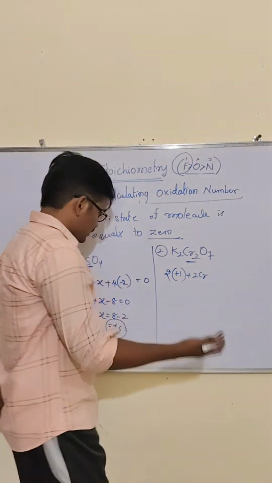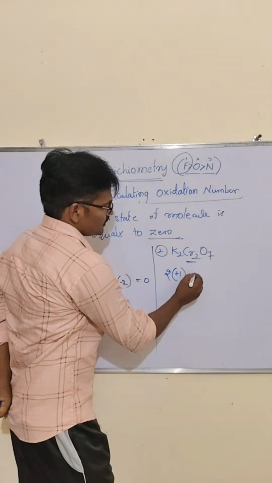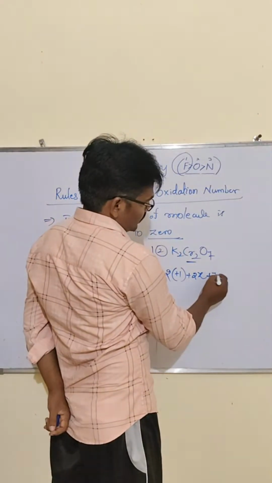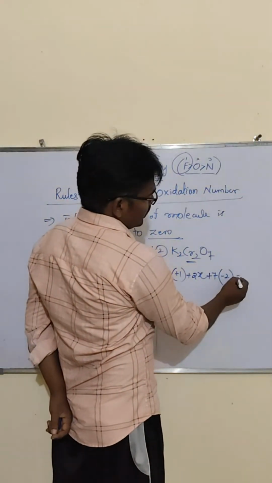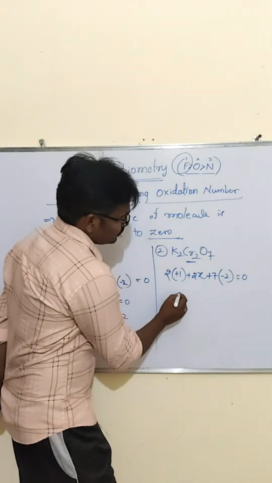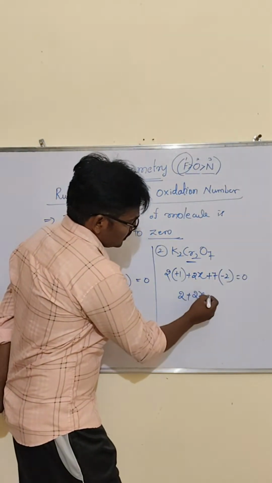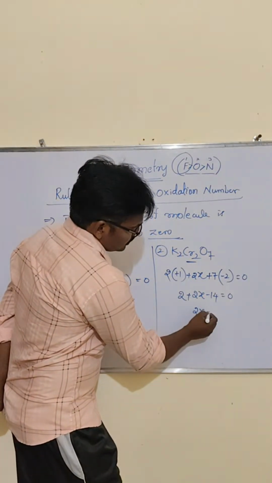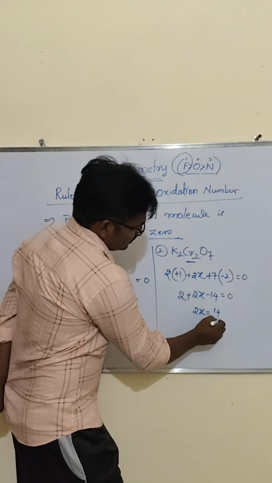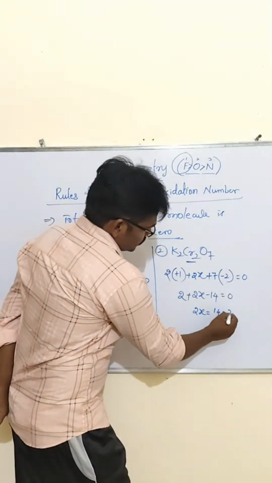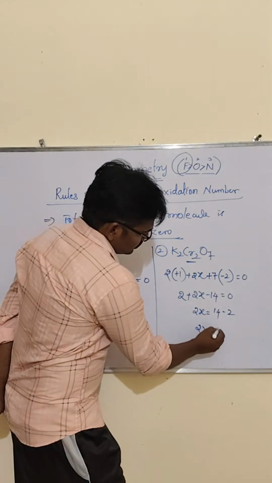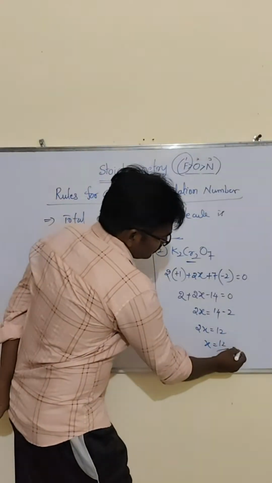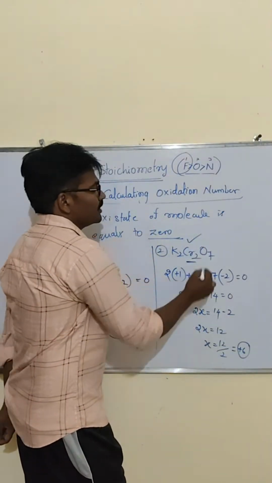So 2 chromiums as usual will take 2x, chromium we have taken as 2x, plus 7 into each oxygen -2, then equals to 0. Then 2 into +1, 2 plus 2x minus 14 equals to 0. Then 2x equals to -14, on the other side +14, then +2 on the other side -2, then 2x equals to 12, then x equals to 12 divided by 2, then you can get +6. Oxidation state of chromium is +6.